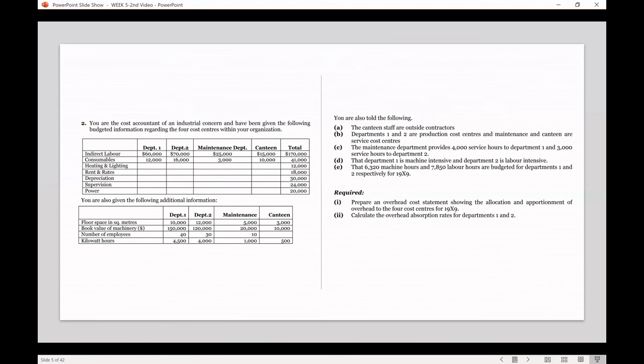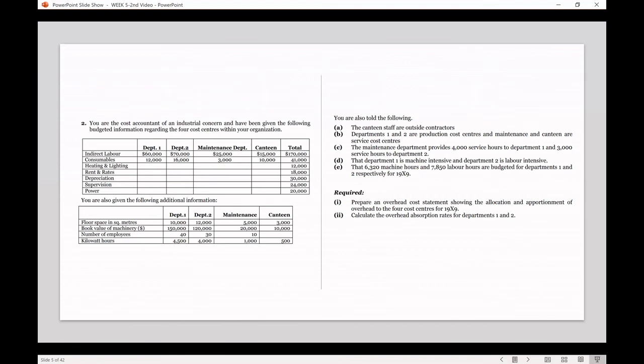And thinking back, how would we be sharing these costs, right? There would be some basis of allocation, some form of cost driver, for lack of a better word, right? But we need to have some basis of apportioning and dividing these costs among the various departments. So the next table, it says we're given additional information for all 4 departments. You're seeing floor space, book value, number of employees within each, and kilowatt hours.